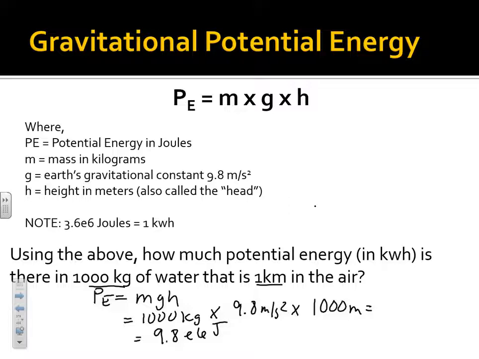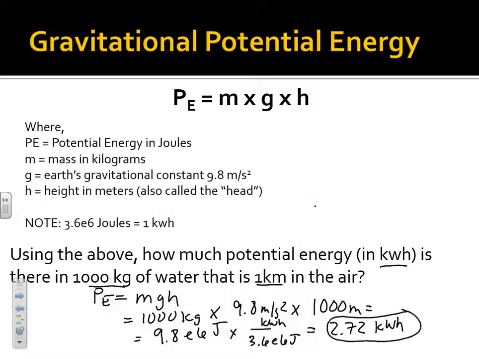So now, remember, pay attention here, we need to go to kilowatt hours. So we insert our conversion factor, 3.6 times 10 to the 6th joules in a kilowatt hour. And all that results in about 2.72 kilowatt hours. Okay, so this is our potential energy of just 1,000 kilograms of water, a metric ton. So if you just have a metric ton at the top of whatever, that's a kilometer high.